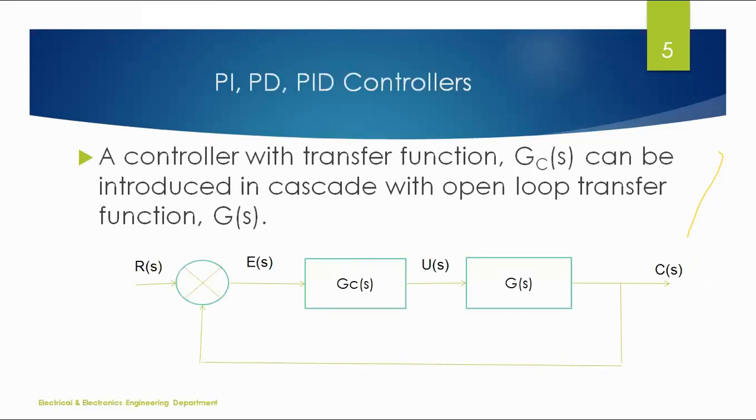We know that this is a cascade connection with the open loop transfer function. G of S is nothing but the open loop transfer function. In this session, we are going to consider the transfer function, that is the Laplace transform of output divided by the Laplace transform of input with zero initial conditions. That mathematical model we are going to use. Then I can introduce in series with G of S the controller, GC of S.